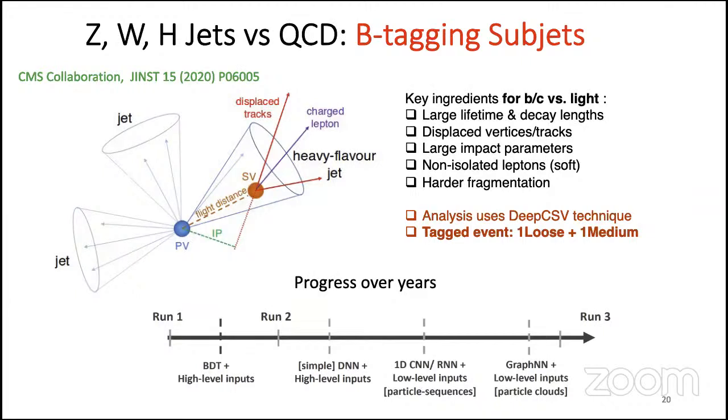So we use this tagging to define a tagged event, where a tagged event is: take a subjet, if this subjet satisfies medium requirements of these variables, and the second subjet also satisfies those requirements of these variables, then we have a tagged event.